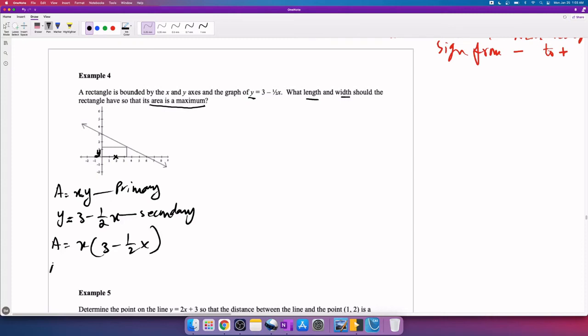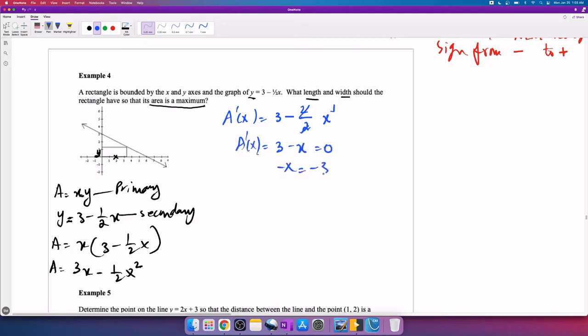Now let's distribute that, then we can take a derivative of the primary equation. So I got 3x minus half x squared. I'm going to take the derivative of that, which is A prime of x equals the derivative of 3x, which is 3, minus 2 jumps to the front, so it's 2 over 2 times x to the 1, so they cancel out. So I'm left with A prime of x equals 3 minus x. We make this equal 0, which gives me negative x minus 3 equals 0. At the end, I got x equals 3.